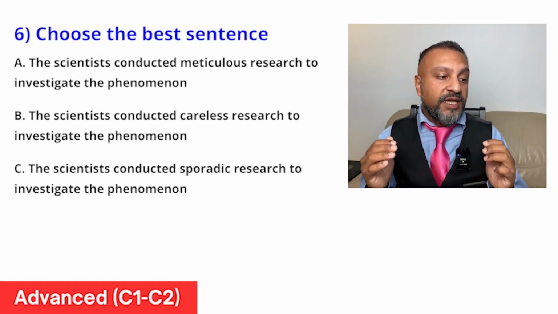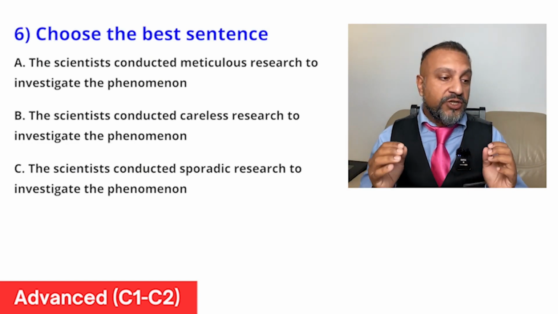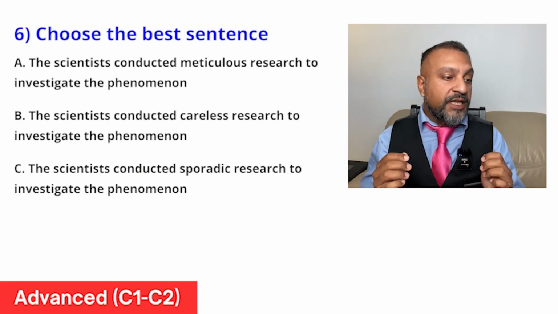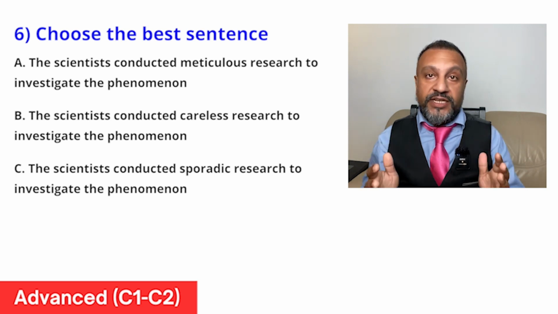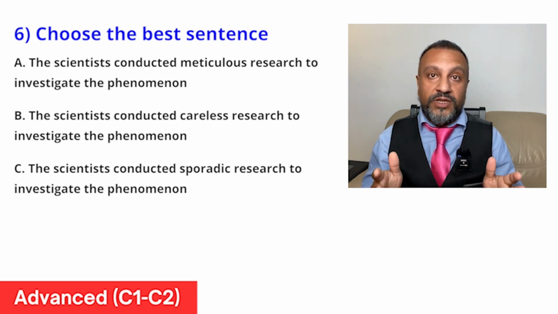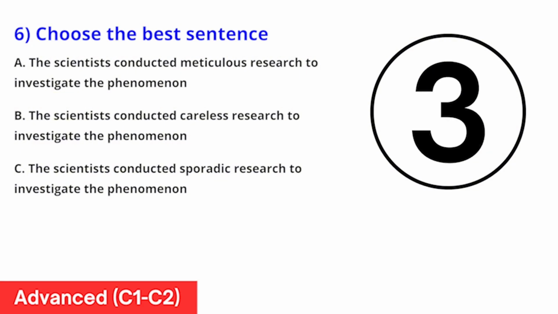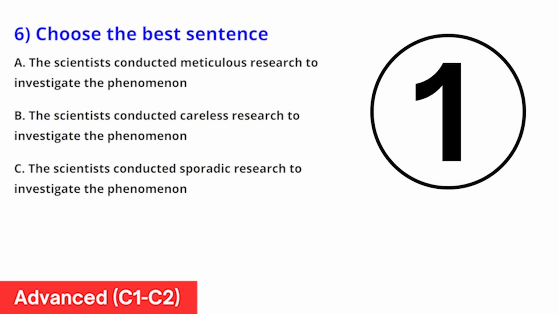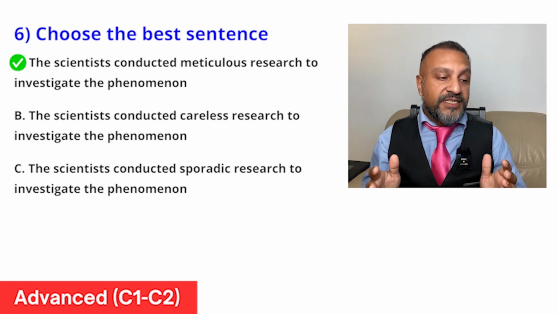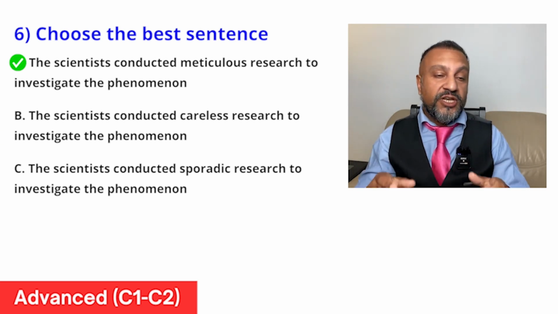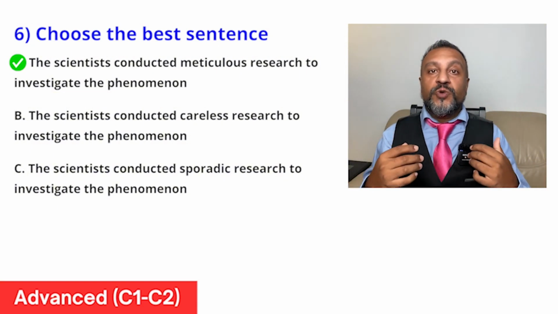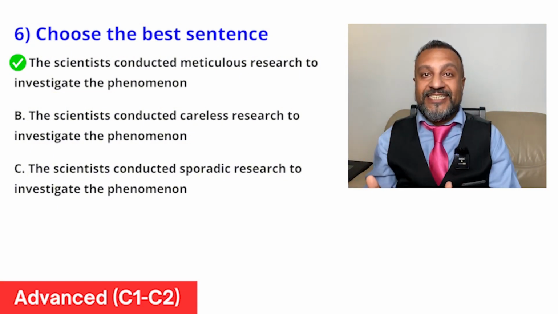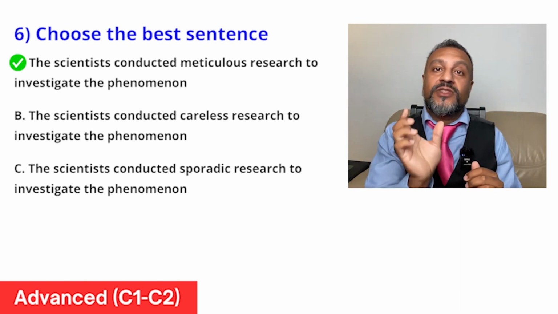Choose the best sentence. The scientists conducted meticulous research to investigate the phenomenon. The scientists conducted careless research to investigate the phenomenon. The scientists conducted sporadic research to investigate the phenomenon. The correct answer is the scientists conducted meticulous research to investigate the phenomenon. But why? Meticulous means showing great attention to detail. So this word fits the sentence the best.